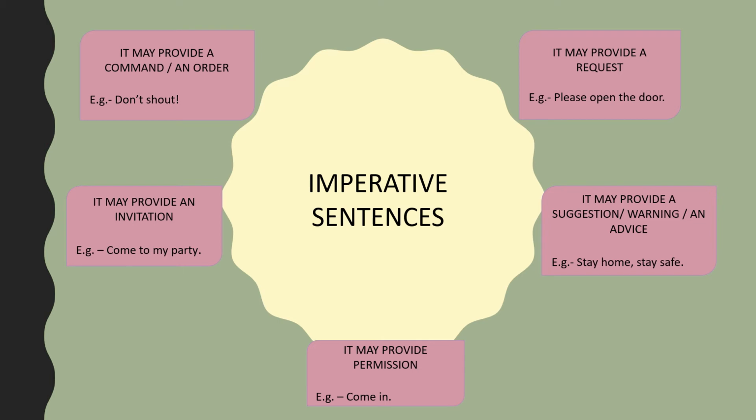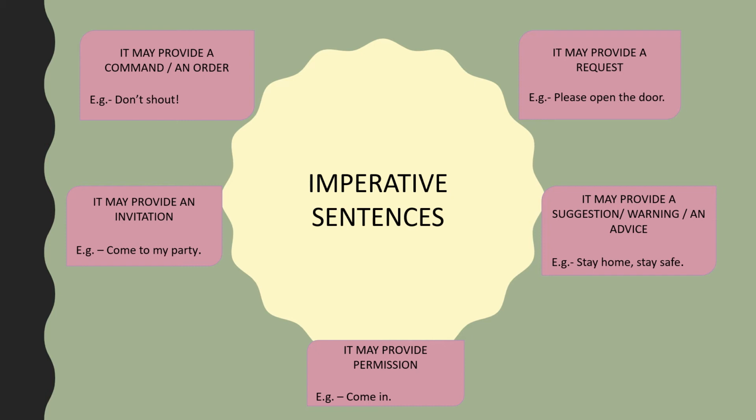Now, it may provide an invitation. For example, come to my party, join my party, come home. So all these are imperative sentences. Why? Because you're not using any subject, and you're using the verb in its base form, no tense.